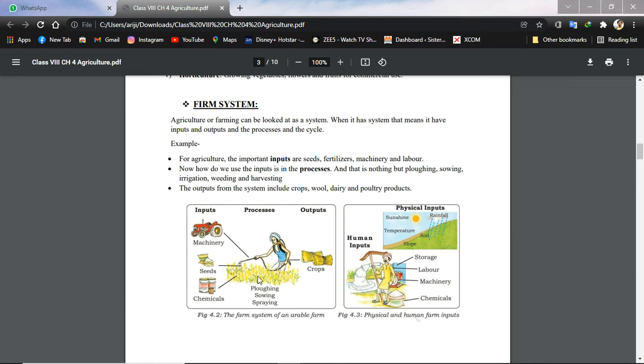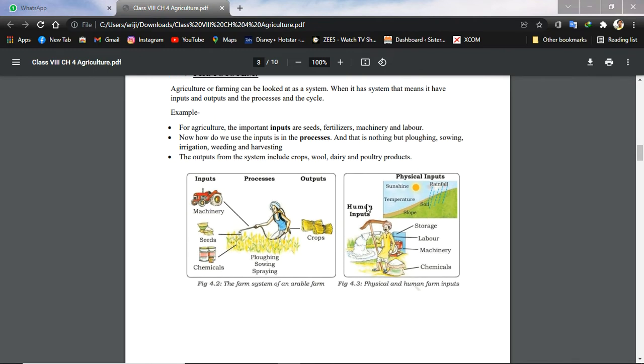And then after that, we get the outputs. The output is the crops. The crops, the wool, the dairy, those are the outputs. You can see in this picture, the inputs are machinery, seeds, and chemicals. Then it's processed by the people. And then we find the output is the crop.